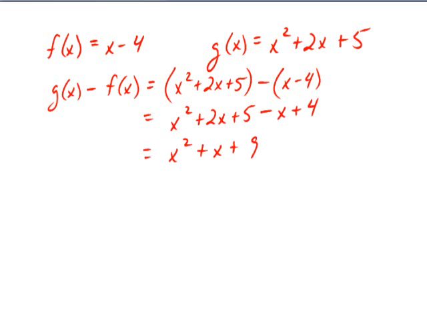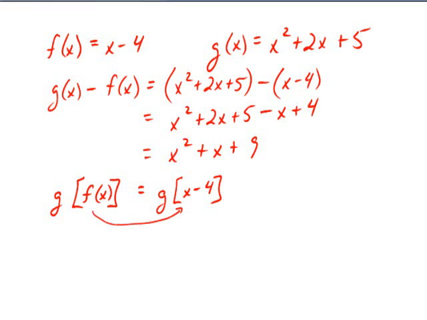Let's try another example. G of f of x, the composition of functions. Pause the video, do this operation, and then come back to the video to check your answer. G of f of x says to put the f function, x minus 4, inside the g function. So I made the substitution from f of x to x minus 4. Then we take the g function and replace every x with x minus 4.